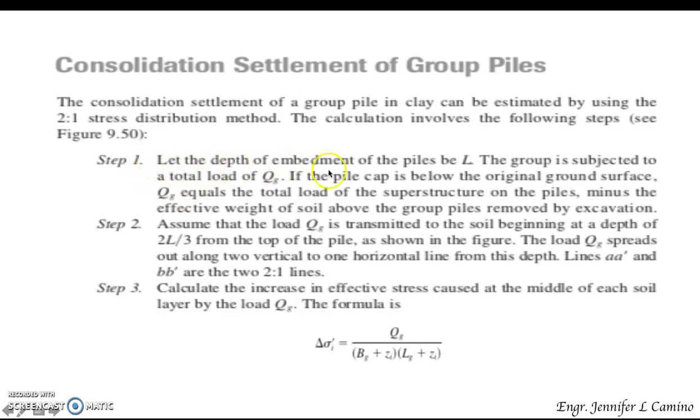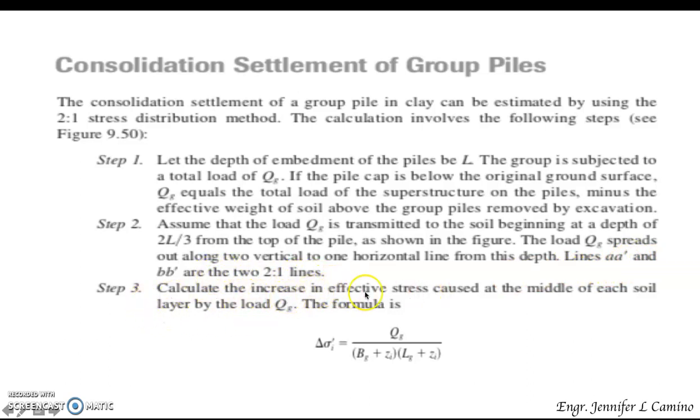One, let the depth of embedment of the pile be L. The group is subjected to a total load of Q sub G. If the pile cap is below the original ground surface, Q sub G equals the total load of the superstructure plus the piles minus the effective weight of the soil above the group pile removed by excavation. Two, assume that the load Q sub G is transmitted to the soil beginning at the depth of 2 over 3 L from the top of the pile. As shown in our figure, the load Q sub G spreads out along 2 vertical to 1 horizontal lines from its depth. Lines A prime and B prime are the 2:1 lines.